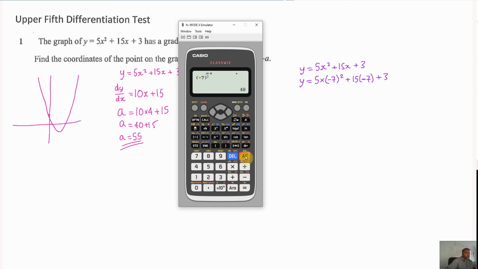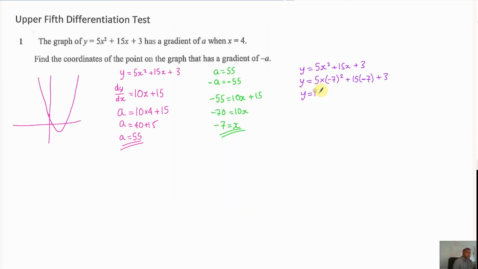Okay, so when entering this into your calculator, I'm just going to put it all in one line. So 5 times minus 7 squared plus 15 times minus 7. Now this one I didn't really need to put in brackets, but it's just good practice and a good habit to get into, plus 3. And that gives us that y is 143.